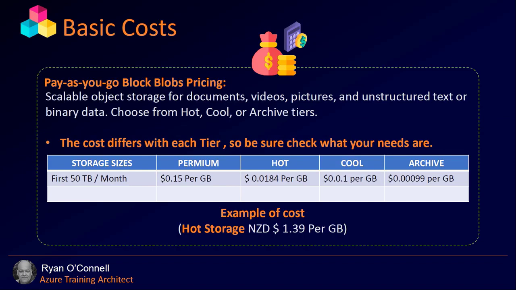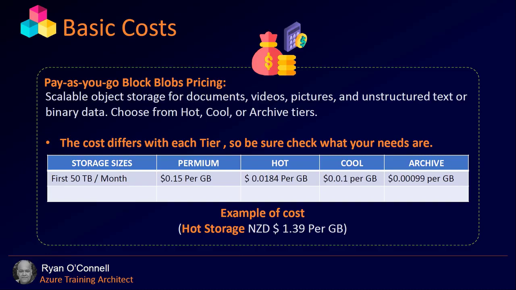Remember, we have some basic costs involved. Pay-as-you-go pricing for blobs, scalable object storage for documents, videos, pictures, and unstructured text data or binary data. You can choose from the different tiers: hot, cool, or archive. Again, the cost differs with each tier, so be sure to check what your needs are. Here's an example. As you can see, the premium costs, the hot costs, the cool costs, and the archive costs.